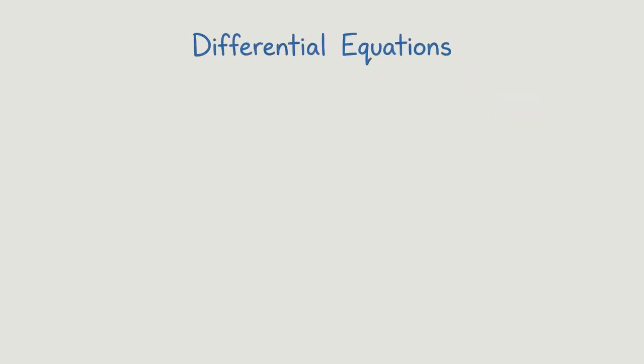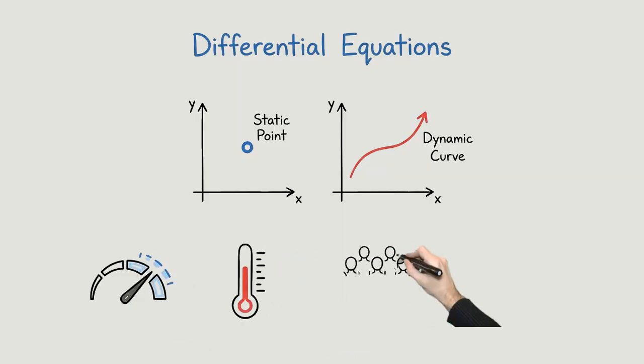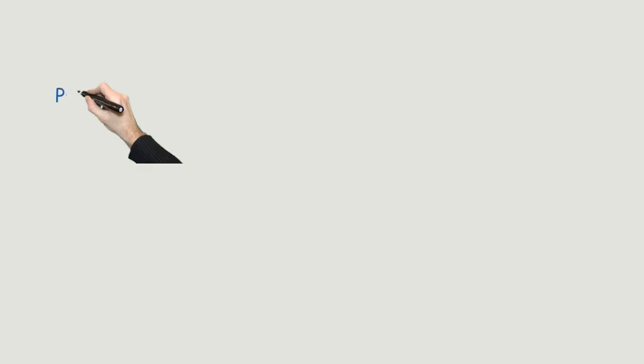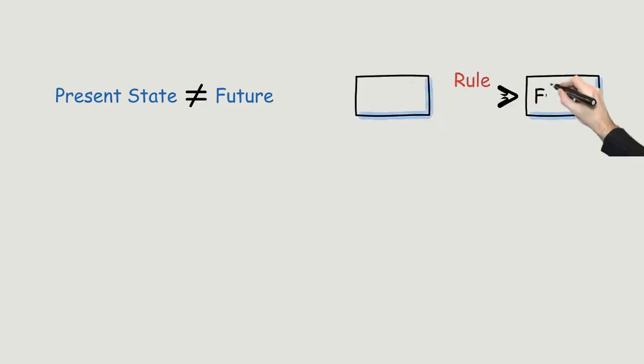Differential equations are used when the most important thing about a system is how it changes, not just what it is at a single moment. Speed changes, temperature changes, populations change, signals change. In all of these cases, the present state doesn't directly tell you the future. What tells you the future is the rule for how the state changes right now. That is exactly what a differential equation describes.